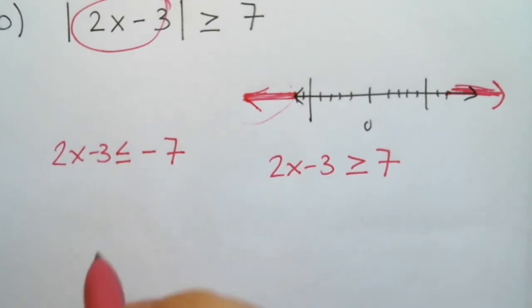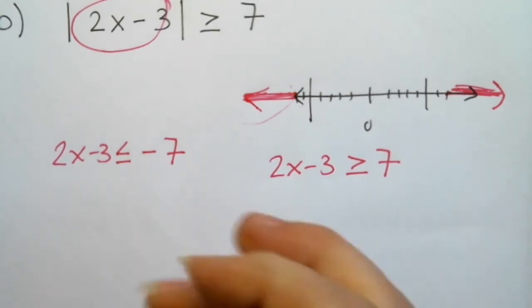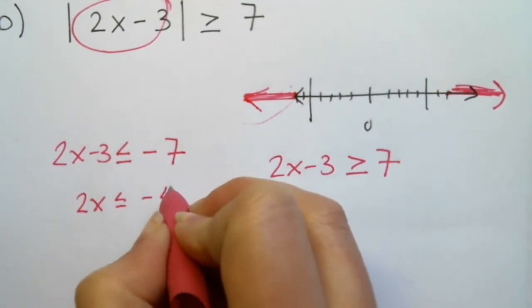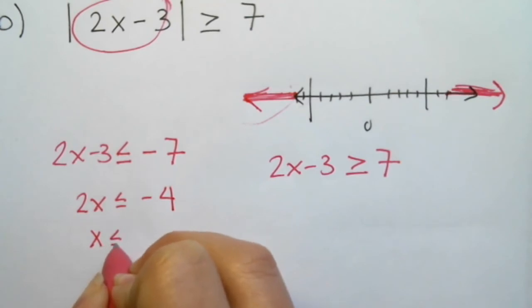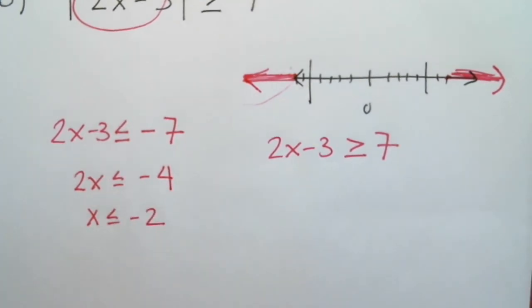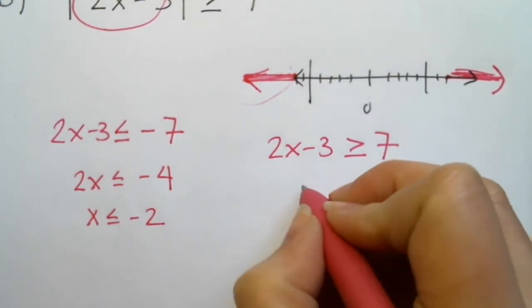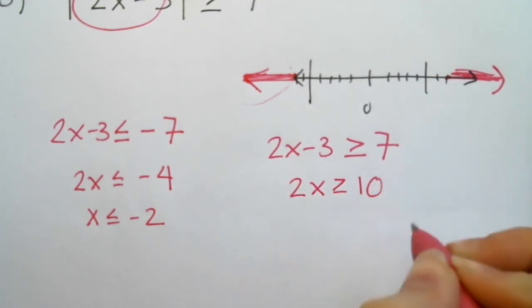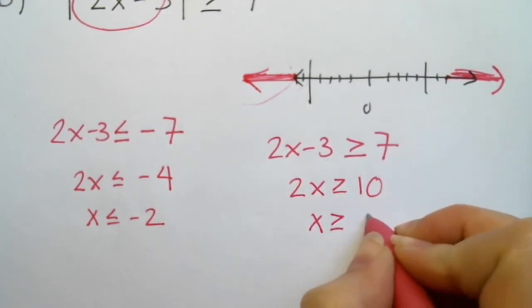Now we're going to go ahead and solve these. So I'm going to add 3 to both sides and then divide by 2. Then over here, I'm going to add 3 to both sides and then divide by 2.